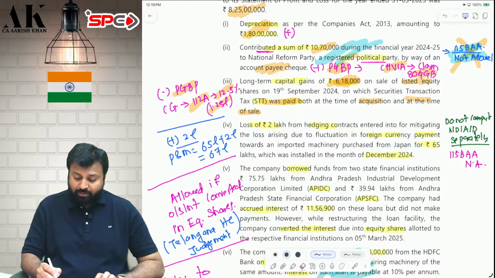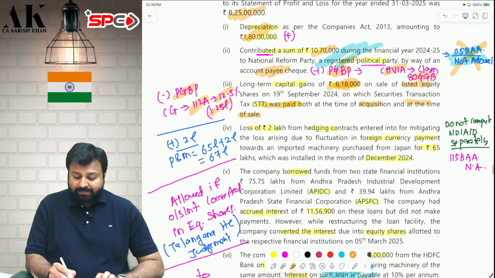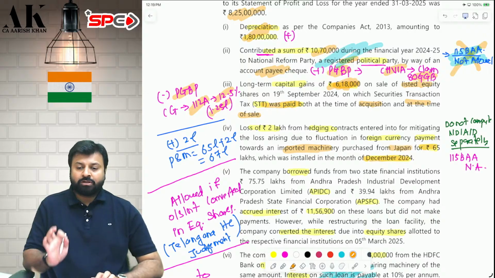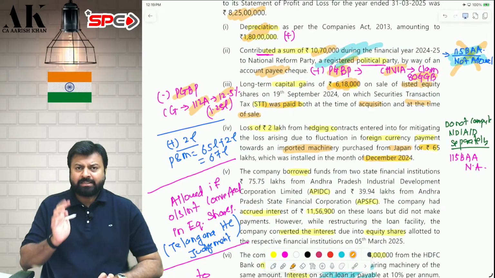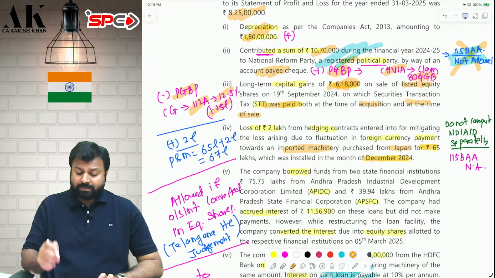Next one is a very important technical adjustment for us. You have imported some machinery from Japan for 65 lakh rupees, and you have installed that machinery in December 2024. Be very careful, it is a very intelligent adjustment. You will say, no sir, we have done a similar adjustment earlier. No, you have not done a similar adjustment earlier.